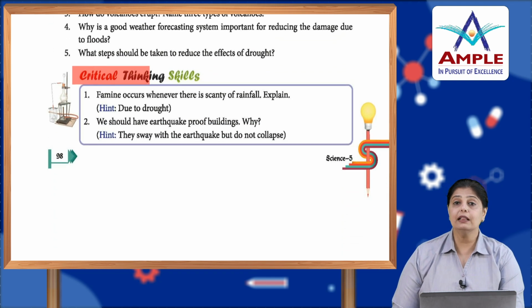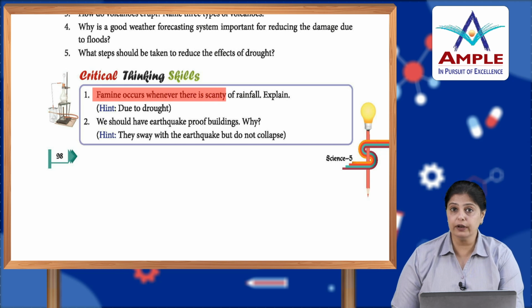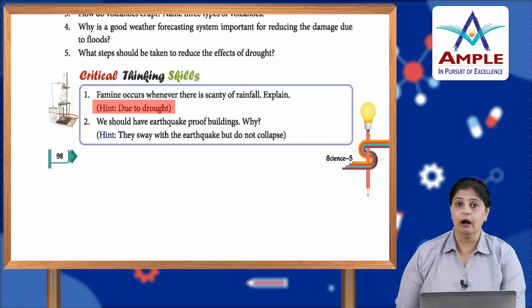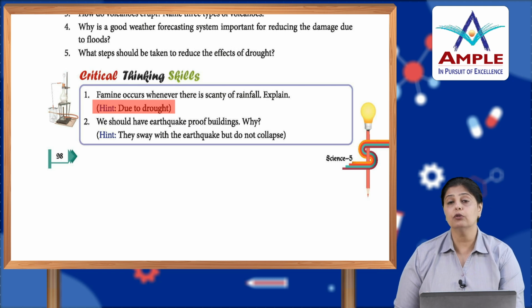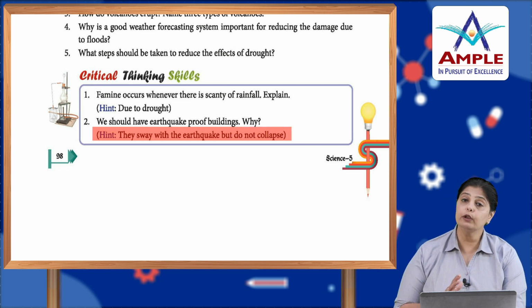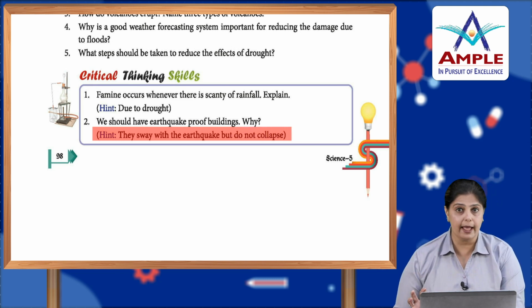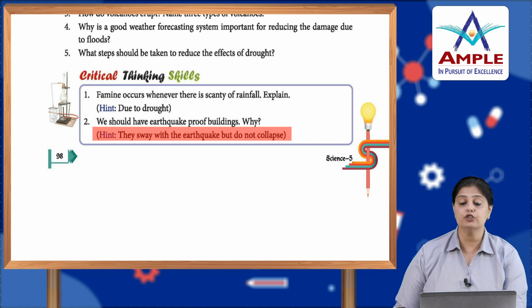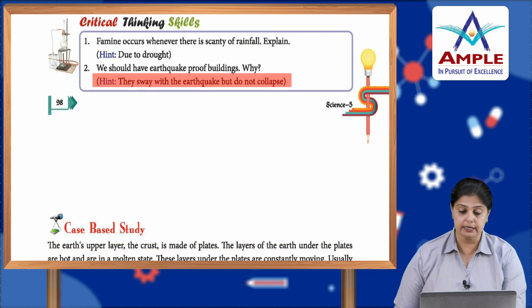Now, critical thinking skills. Famine occurs whenever there is scanty rainfall. Explain. Okay, it occurs due to droughts. That means there is no rainfall, there is scarcity of food. Okay, we should have earthquake proof buildings. Why? They sway with the earthquake, but they do not collapse. They will move, but they will not collapse. That is why we should have earthquake proof buildings.